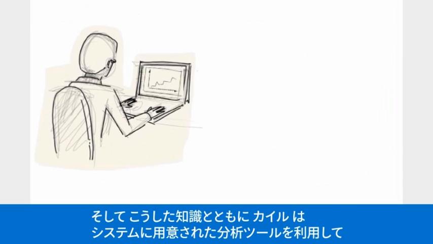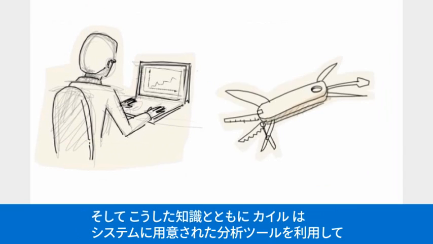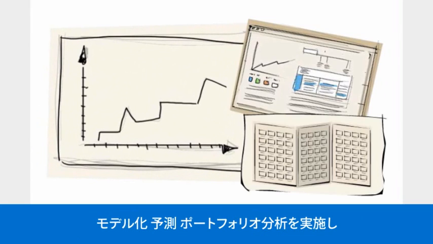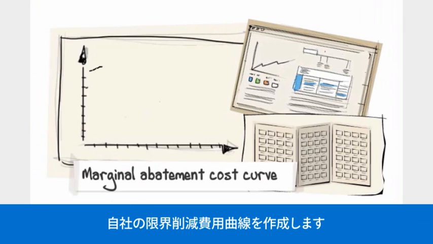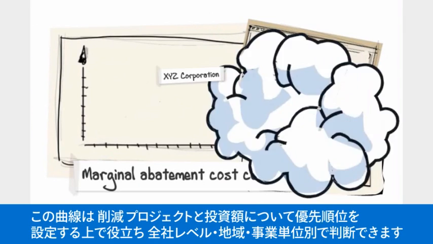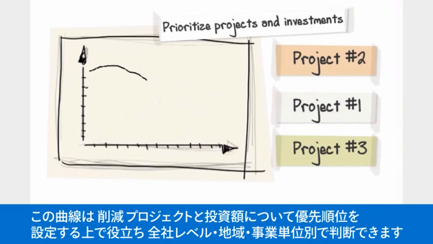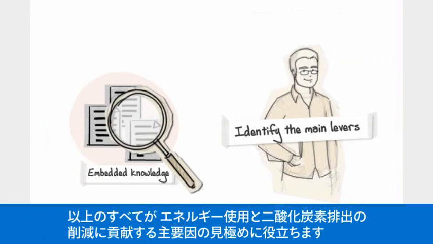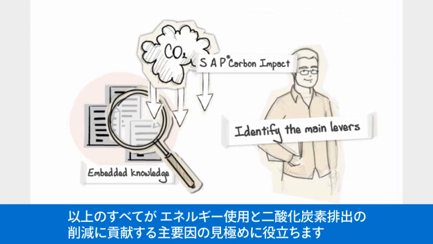Armed with this knowledge, Kyle also takes advantage of a host of analytical tools for modeling, forecasting, and portfolio analysis to construct a marginal abatement cost curve for his company. The curve helps him prioritize his projects and investments at both the corporate level and by location or unit. All of this helps Kyle to identify the main levers for energy and carbon reduction.